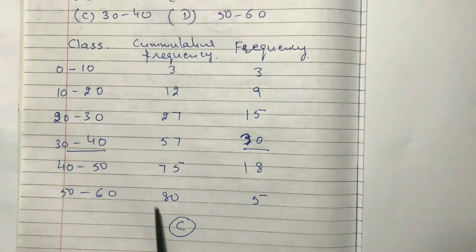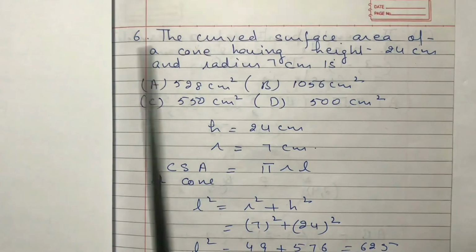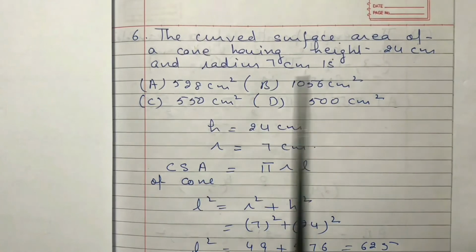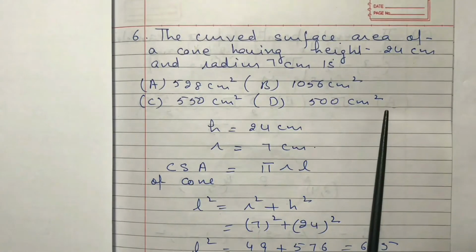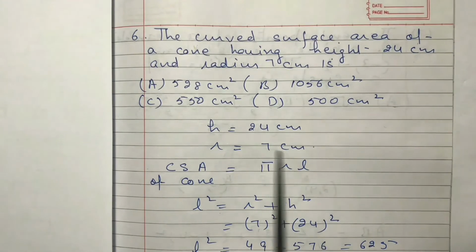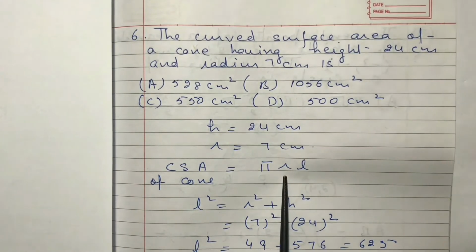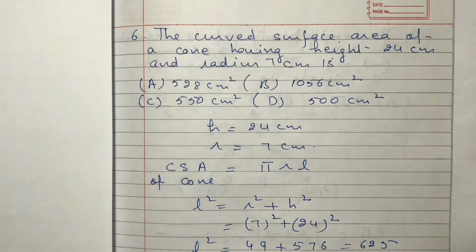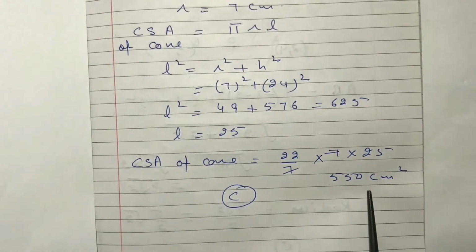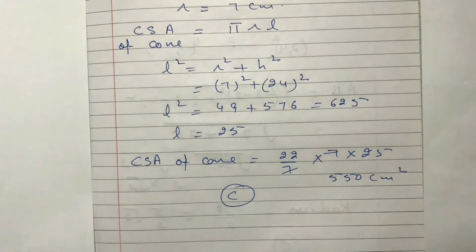So the answer is C. Now the sixth question, the curved surface area of a cone having height 24 centimeters and radius 7 centimeters is, again there are four options. So what is the formula for curved surface area of a cone? That is pi r L. You don't have L, so find the value of L. That will come out to be 25, and just substitute the values. You will get 550 centimeter square. So C is the answer.